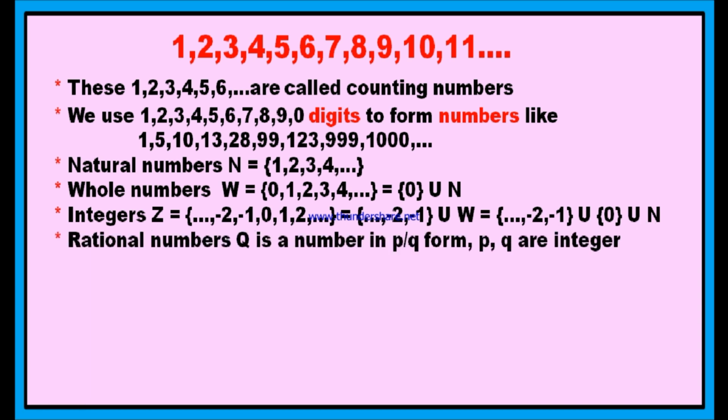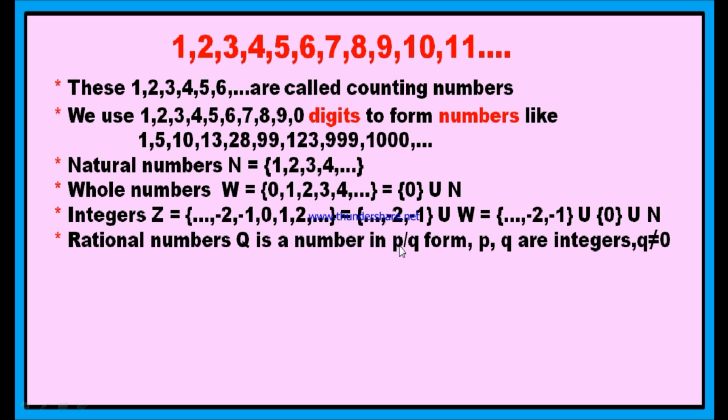The next set of numbers is rational numbers. The rational numbers are represented by the letter Q, but not with R. Q stands for quotient. You see, a rational number is a number which is in the form of p by q. Any number in the form of p by q is called a rational number, but the condition is p and q should be integers and q should not be equal to 0.